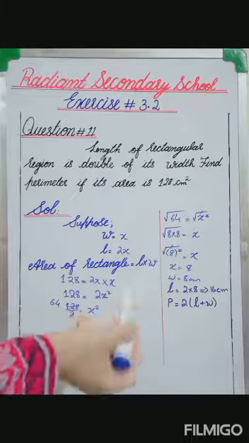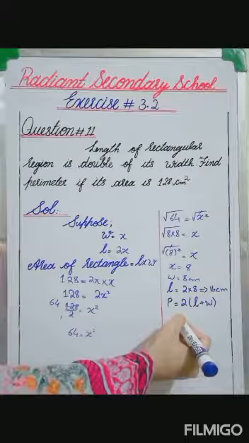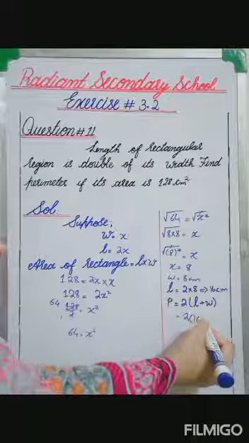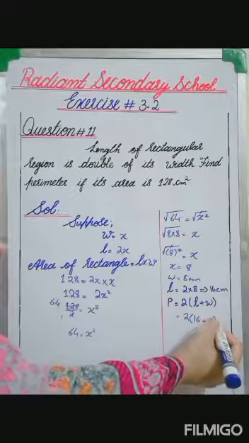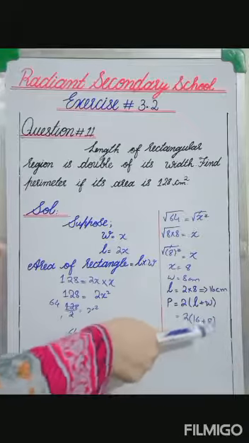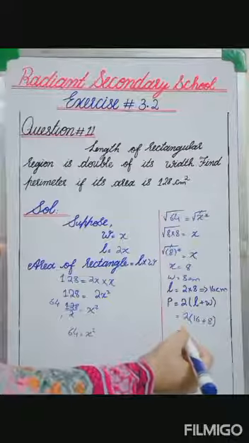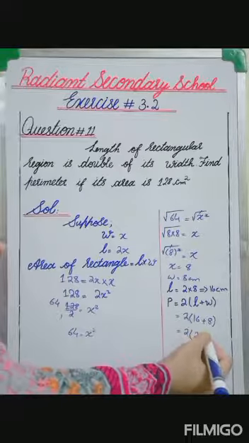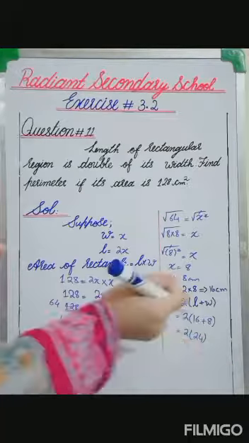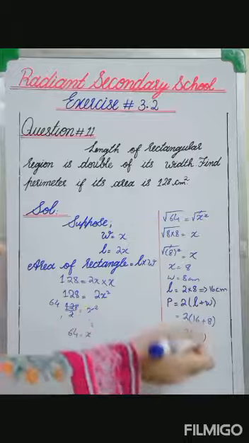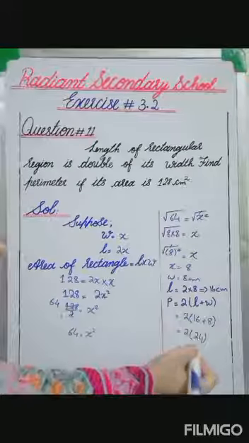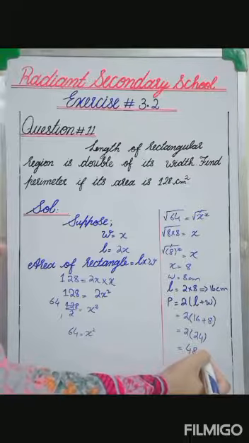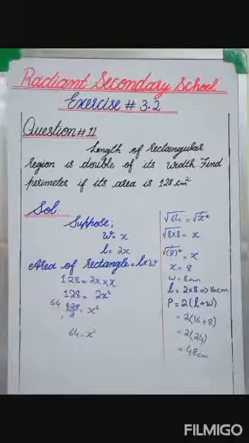Now we will find the perimeter with the help of this formula: 2 into (length plus width). Putting the values in this formula, first we will write 2 as it is. Length is 16 plus width is 8. Students, you know very well in mathematics, firstly we will solve the round bracket. So 16 plus 8, then we get 24. Now you can see between this 2 and this round bracket there is no sign, it means they will multiply with each other. 2 into 24, then we get 48 cm. So the perimeter of the rectangle is 48 cm.